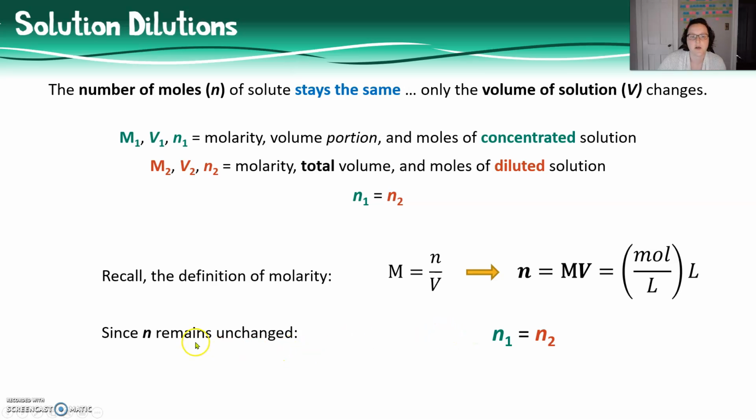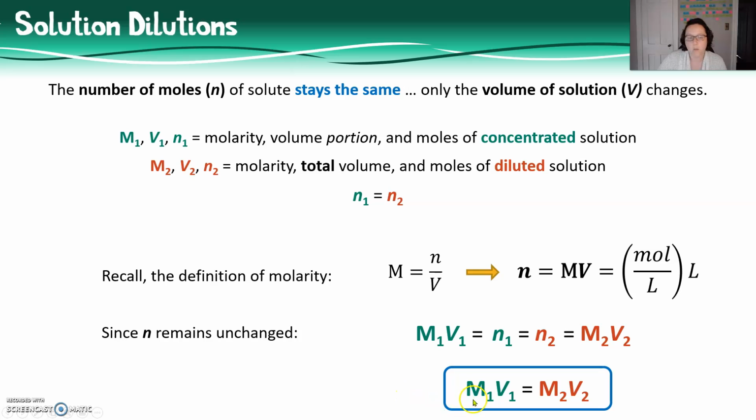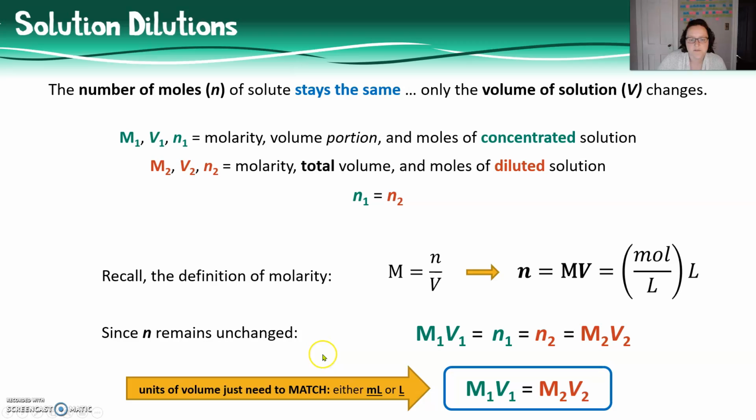So, since the moles of solute in both solutions is equal, we now see that M1 times V1 gives N1, and M2 times V2 gives N2. So if both sides equal each other, then we are left with M1 times V1 equals M2 times V2, or the dilution equation as it is sometimes called. Note that in this equation, the units of volume simply need to match on both sides to cancel out. So you can use milliliters, liters, or any other unit of volume, and this equation will still work out.